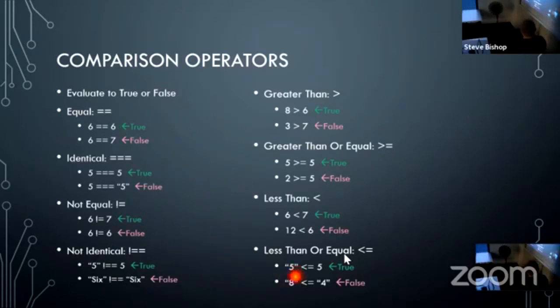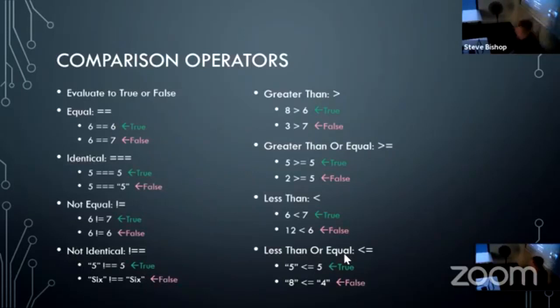Look at what that is. 5 in quotation marks is less than or equal to 5 is actually true. So that means 5 in quotation marks would be equal to 5 with the 2 equal signs, the first one. Not identical, but equal. Correct. And then the same thing here with 8 is less than or equal to 4. That's false because 8 is greater than 4. It is not less than 4.